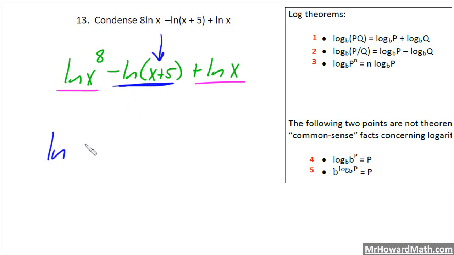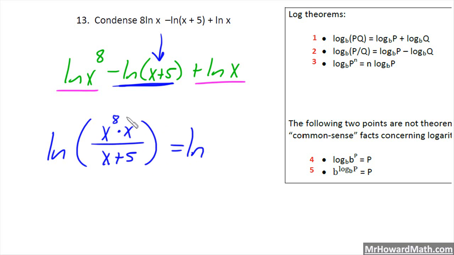So we have ln of x to the 8th times x all over the quantity x plus 5. One final simplification. x to the 8th times x is x to the 9th, all over x plus 5. And that is the final condensed argument of our logarithm. So that's it for 13.